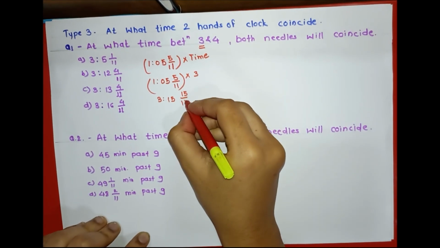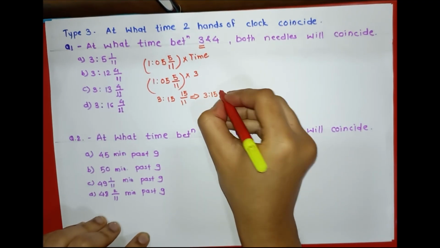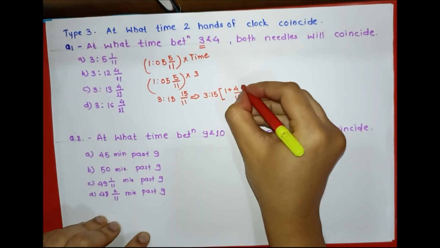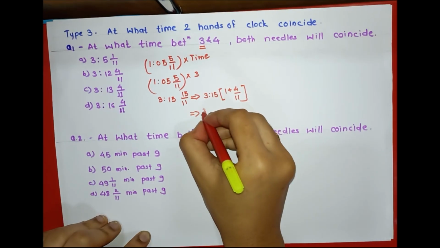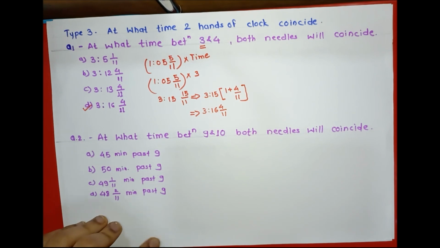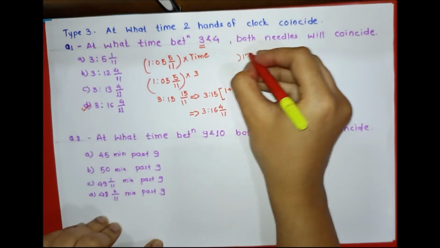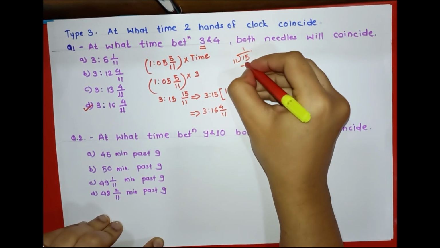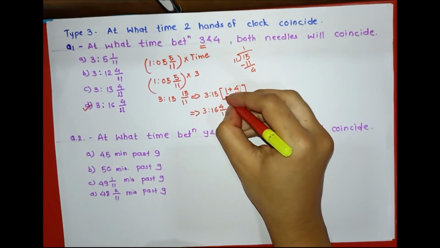Whenever in this fraction your numerator is greater, just split it. It becomes 3 plus 15 by 11, which is 3 plus 1 plus 4 by 11. This 1 gets added over here. It becomes 3 1 plus... 4 by 11, which is option D. If you want to know how I did this, just divide your numerator by the denominator, which is 11. So it is 1, 11 minus 11. The 4, the remainder, is written over here, and the quotient is written over here.